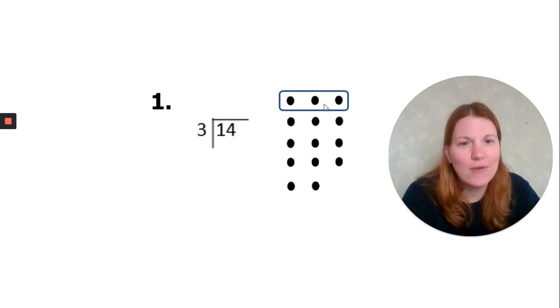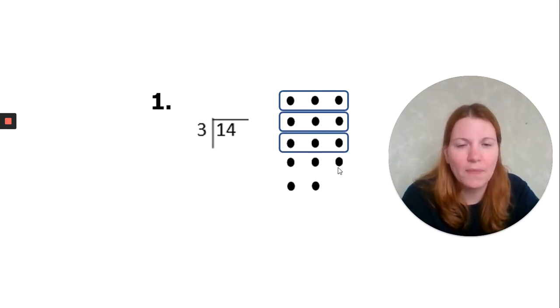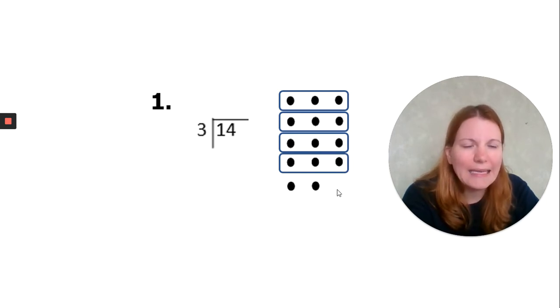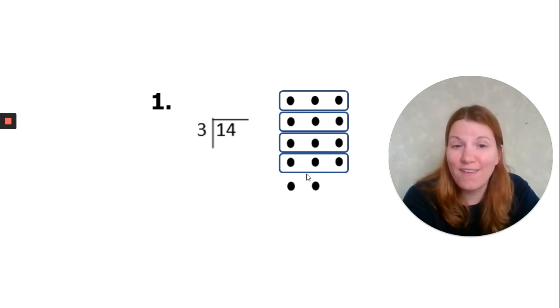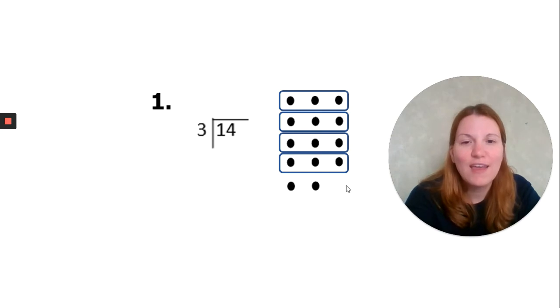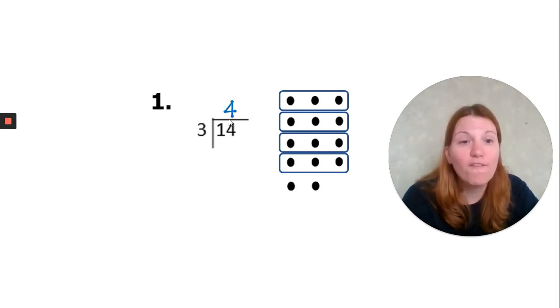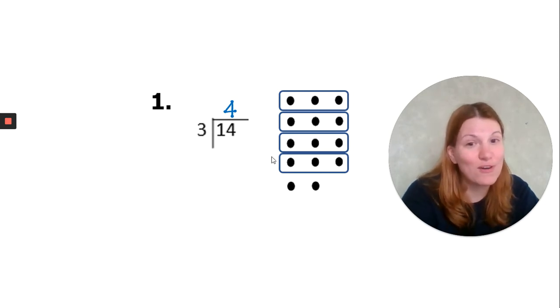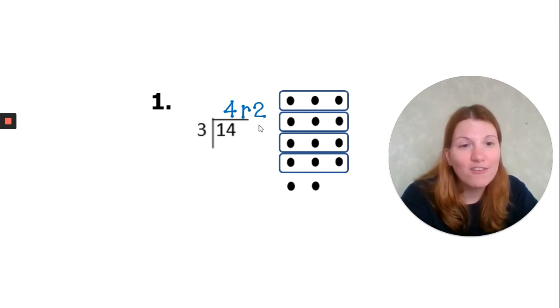There's one group of 3, 2, 3, 4, and I can't quite make a 5th group. I don't have enough. So the answer to this division problem is that I can make 4 groups of 3 in 14, but I can't make a 5th group. There's not enough there to make another group. So I'm going to have a remainder of 2 this time.